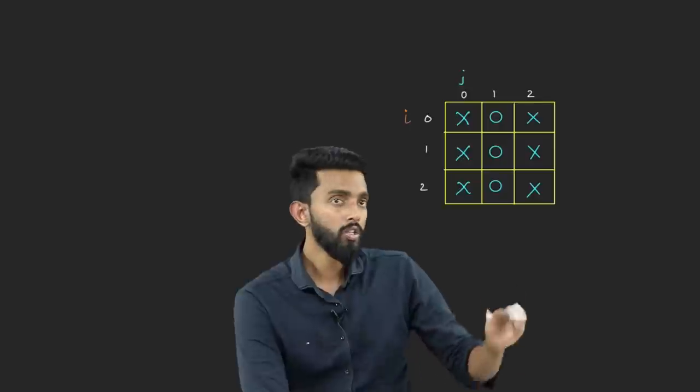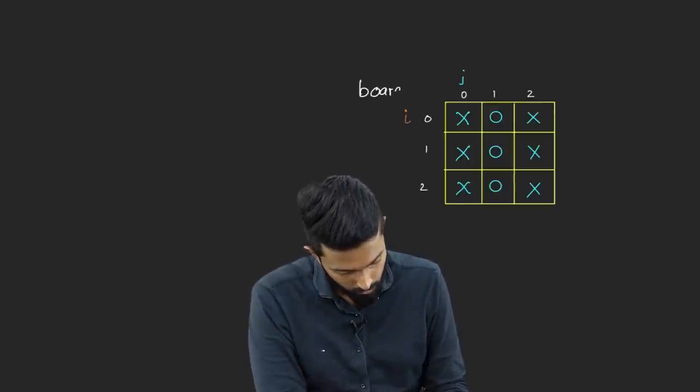Yes. So, it's very important that we check column-wise win conditions. Now, how do you check column-wise win condition? It's very simple. Now, let's think about it step by step. Now, how do we check for this condition? First of all, look at this. This basically is nothing but my board. Correct?